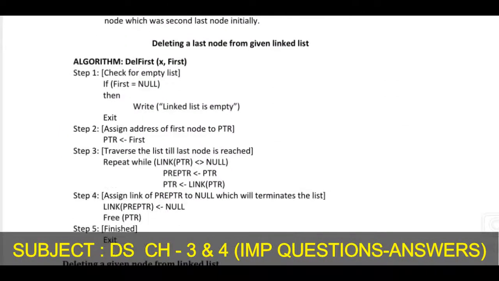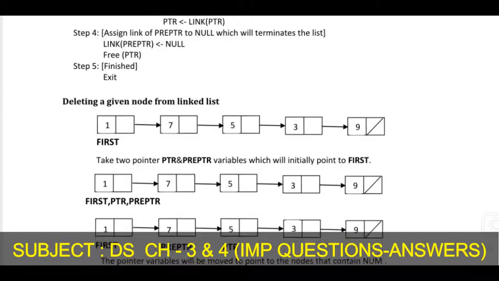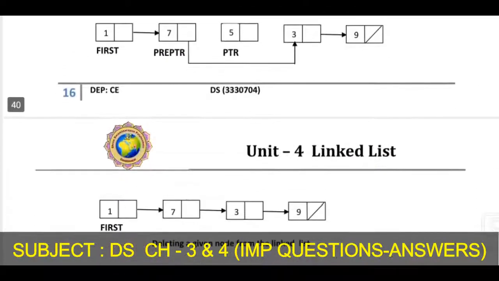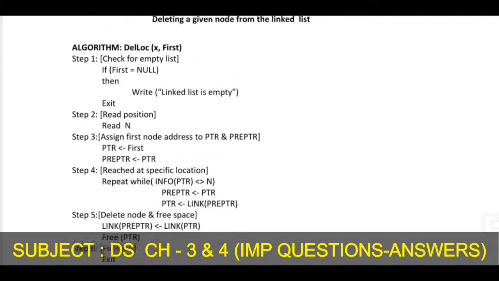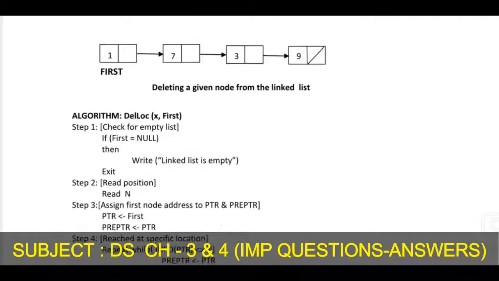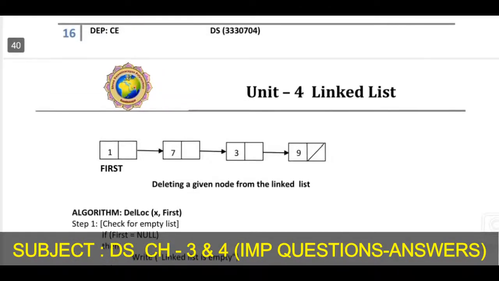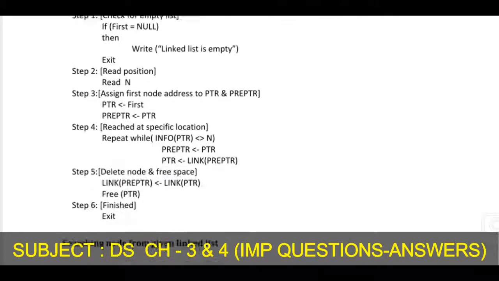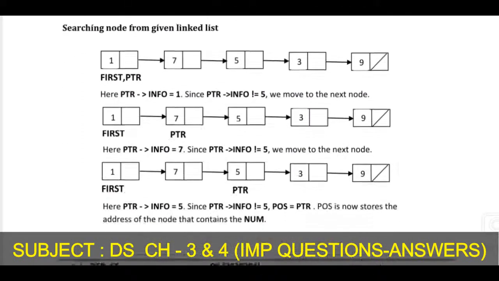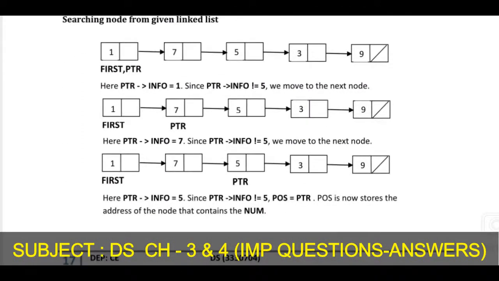So here one is the algorithm step. Then next, deleting a given node from the linked list is not IMP, but here searching a node is a very IMP concept. So how to search a node from a given linked list?